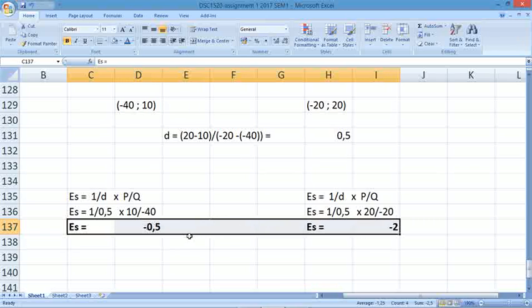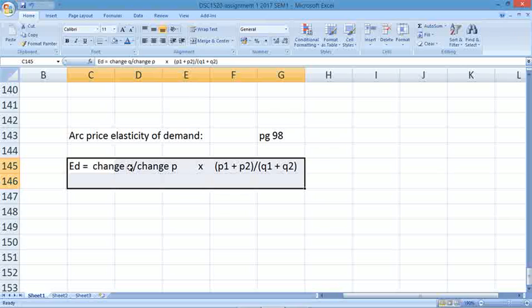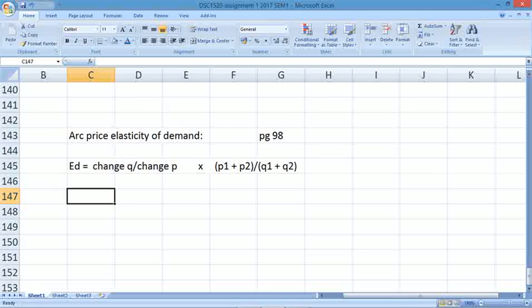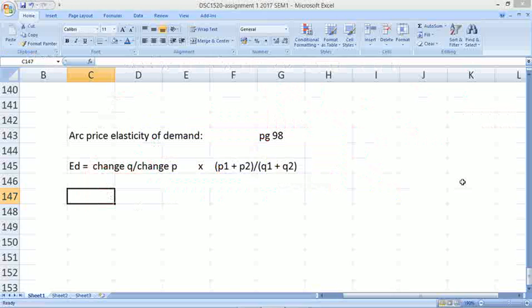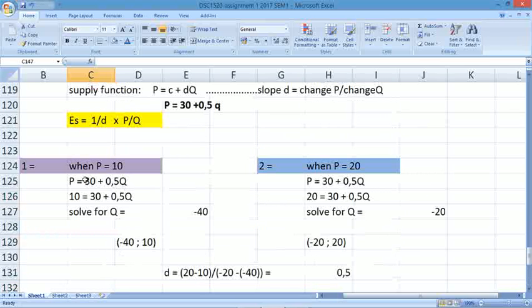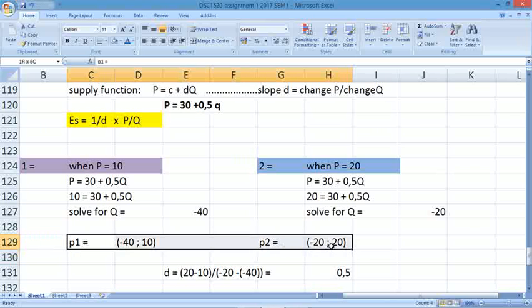So what I'm going to do now is show you the arc price elasticity of demand calculation, which does have a formula. The ED is a change in Q over a change in P times P1 plus P2 over Q1 plus Q2. So if I go back to the question, you've got price increases from 10 to 20. We had that earlier. There it is, price from 10 to 20. So this was the P1, and that was the P2. So we need those points.